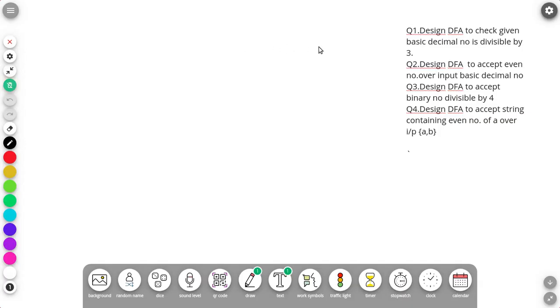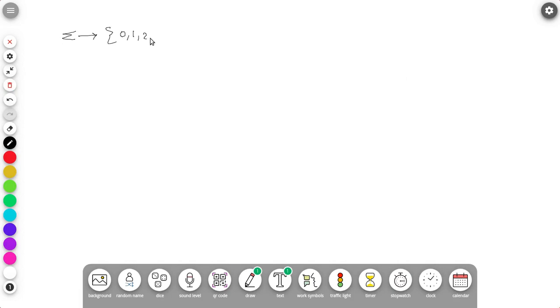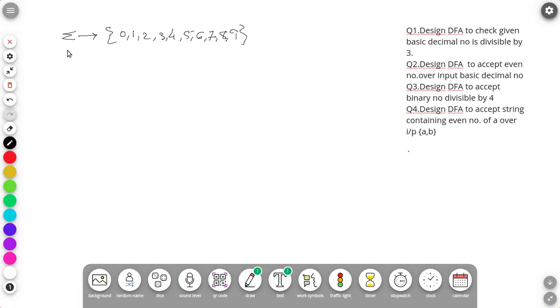So today we'll see the first problem: design a DFA to check whether a given decimal number is divisible by 3. As we know, the basic decimal digits are 0 to 9. For designing a DFA we require an input set, which is indicated by sigma. So we'll take inputs 0, 1, 2, 3, 4, 5, 6, 7, 8 and 9. This is the input which is provided to the DFA.